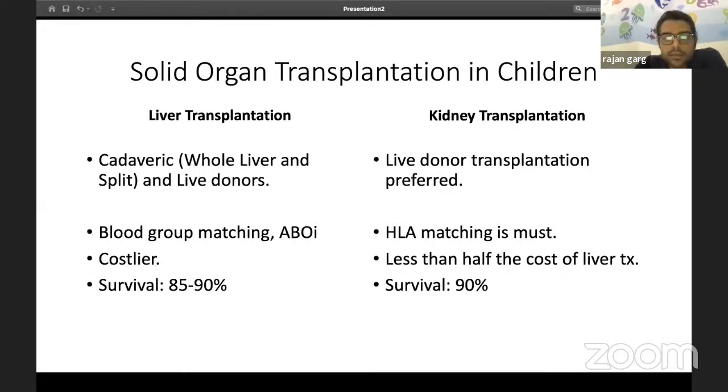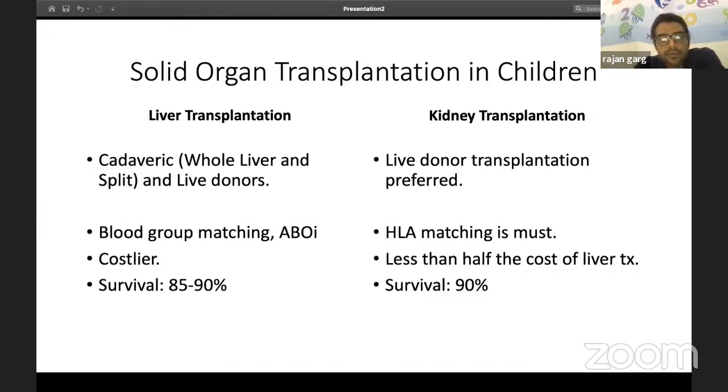The limiting factor in cadaveric transplantation is time. Once the kidney is available, there is not enough time to do the HLA matching. So that is why, in kidney transplants, live donors are preferred. And obviously, everyone knows that kidney transplant is costly, and liver transplant is costlier compared to the kidney transplant.